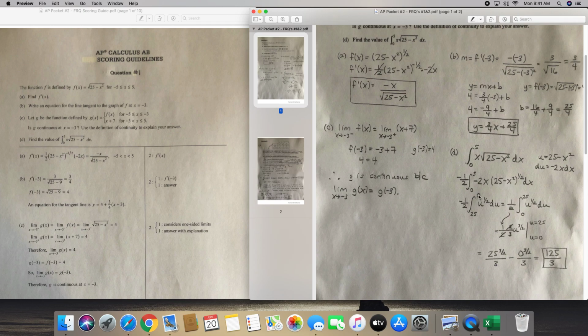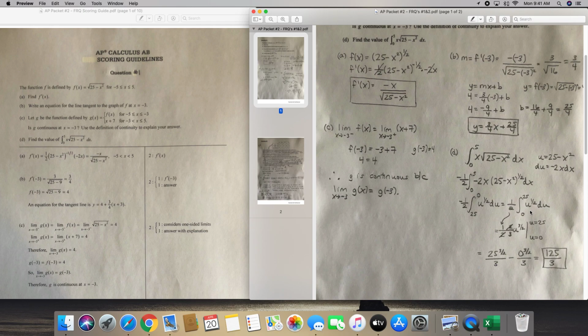So you'll notice what I did is, I know the outside is negative 1/2, but if I switch the bounds and negate this, I end up getting that now it's equal to a positive half, and the bounds are now going to go from 0 to 25, which is the correct order. And that's going to go from 0 to 25 of u to the 1/2 du.